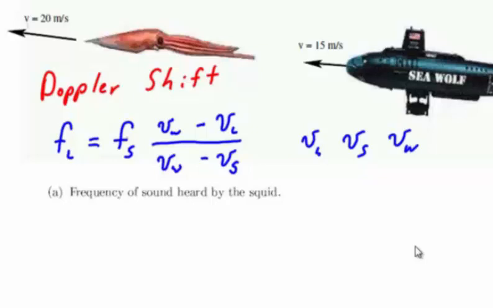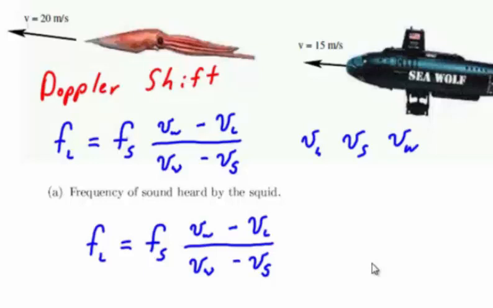Part A asks us to find the frequency of sound as heard by the squid. This means that the squid will be the listener, the submarine will be the source, and the wave will be the sound moving through the water. Rewriting our Doppler formula, the only thing we need to do is supply the three values for the appropriate velocities. Now, since both the squid and the submarine are moving to the left, I'm going to choose the left as the positive direction.